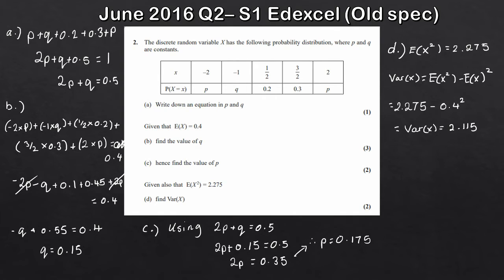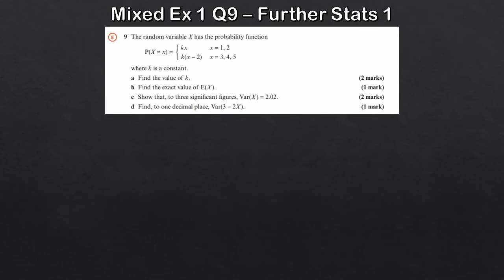So this was an actual exam question, so it kind of gives you an idea of how many marks would actually be given for these kinds of questions. And then finally, let's move on to the very final one. This is from the mixed exercise 1 now, question 9, from the Further Stats 1 textbook. So, we're given a random variable x with this probability function. Part A just asks us to find the value of k.